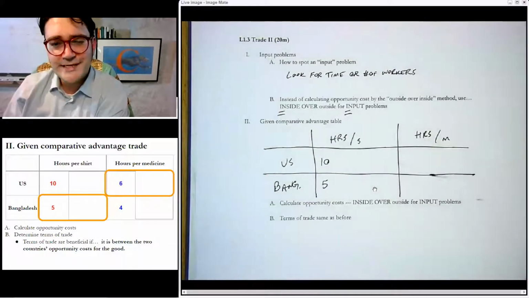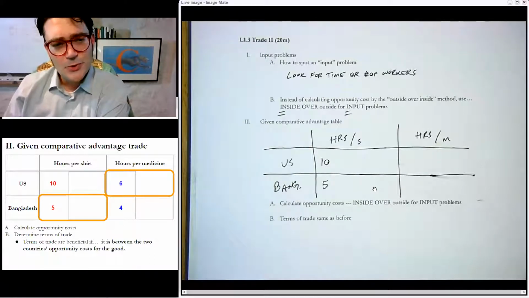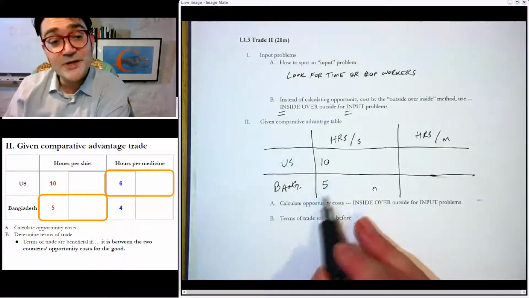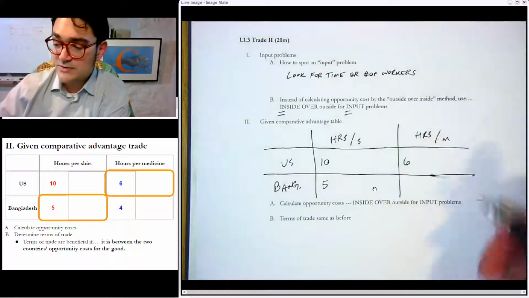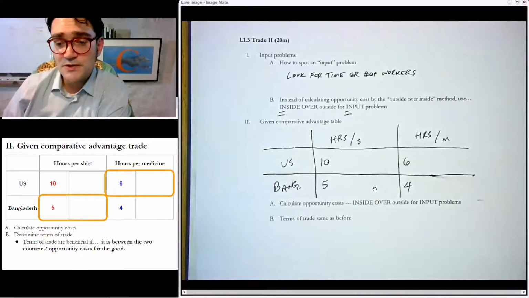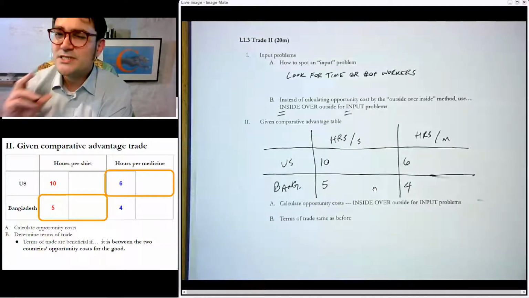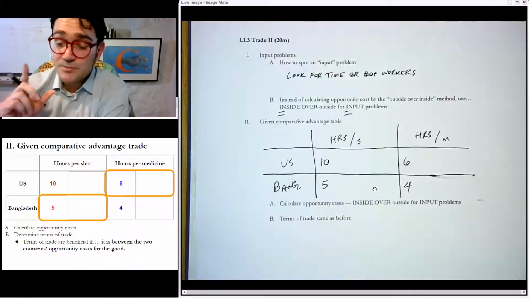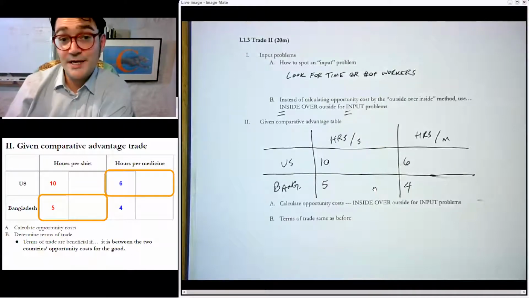The first question to ask yourself is, which one has the absolute advantage in making a shirt? It's not who does it slower, it's who does it faster. So in this case, Bangladesh has the absolute advantage in shirts. It takes the US 6 hours to make a medicine, and 4 hours for Bangladesh. So which one has absolute advantage in medicine? Bangladesh, because they can do it faster. But absolute advantage isn't going to tell us which country should do which. One of them will probably need to make shirts and the other medicine, even though Bangladesh is better at making both.